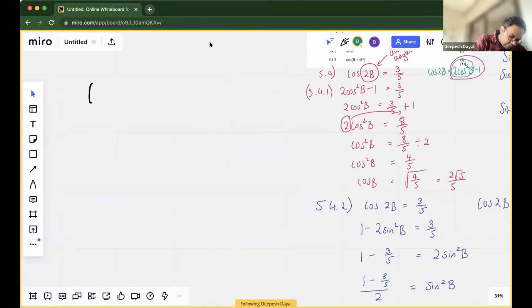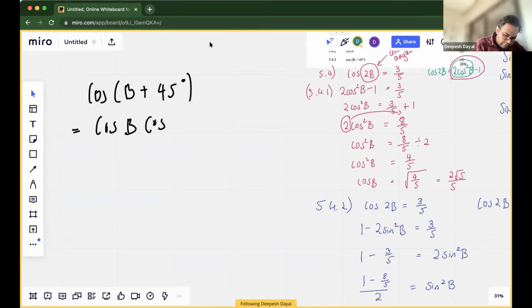Cos(b + 45 degrees). And that will give us cos, sine, right? So it's cos b cos 45. And then remember this cos, it changes to minus. So it's going to be minus sine, so it's cos, sine, right?